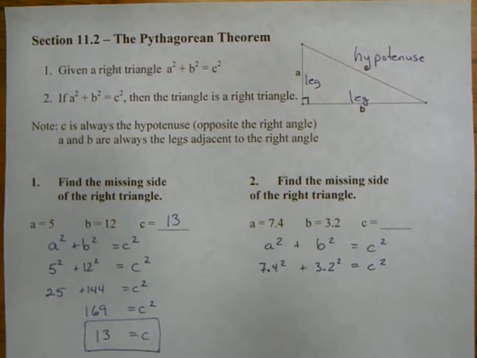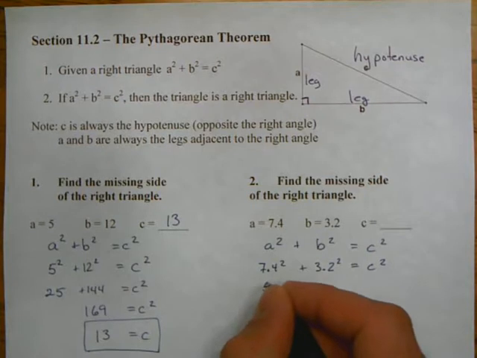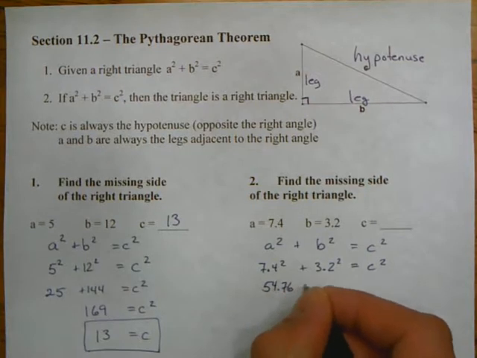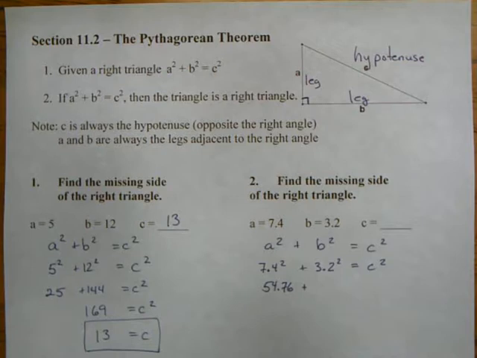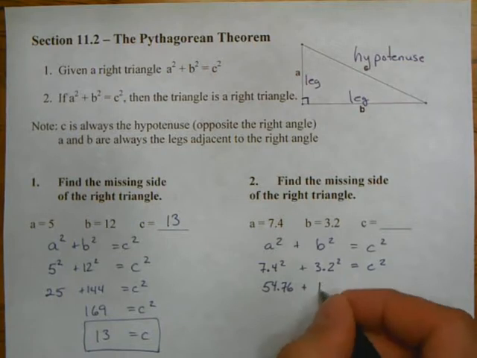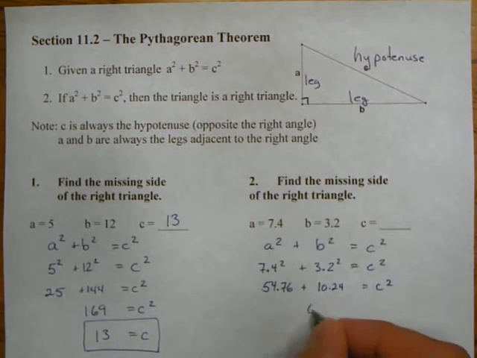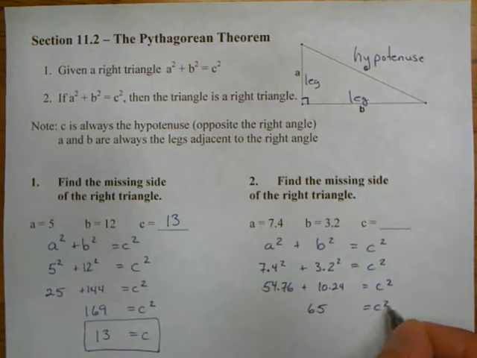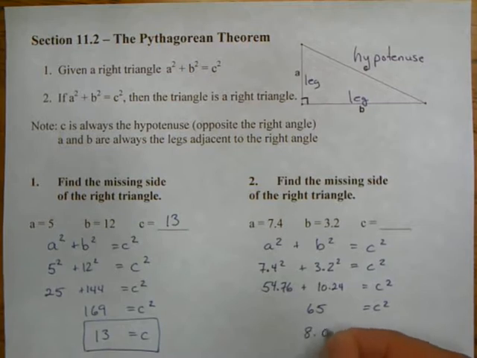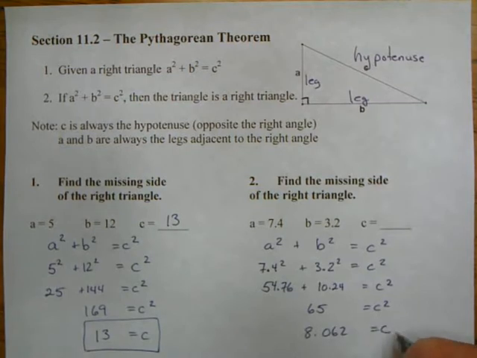So we're going to square 7.4. That gives us 54.76. Then we're going to square 3.2. That gives us 10.24. When we add these two together, we get 65. When we take the square root of 65, that equals 8.062. Rounding to the nearest tenth, that would be 8.1.